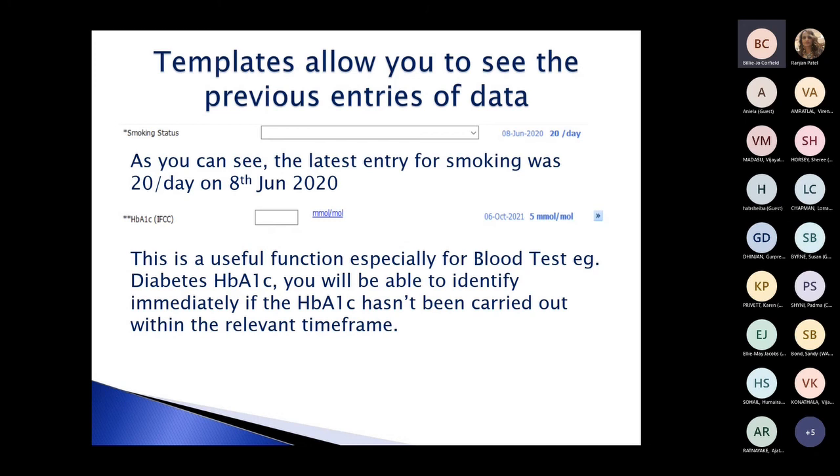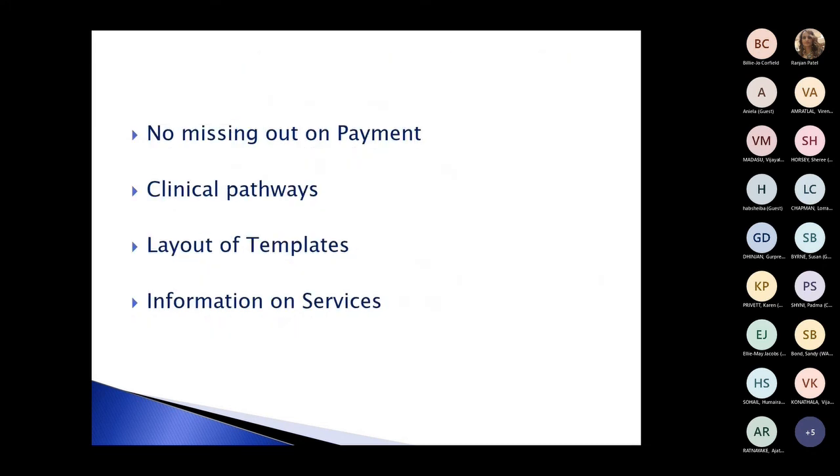The template allows you to see the previous entries, as I mentioned before. So as you can see here on this example, you've got your smoking status, which was the 8th of June 2020. But this is also a very good function for blood tests, especially for diabetic patients and their HbA1c. You can then identify if this patient's had their HbA1c carried out in the relevant time frame. No missing out on payment.